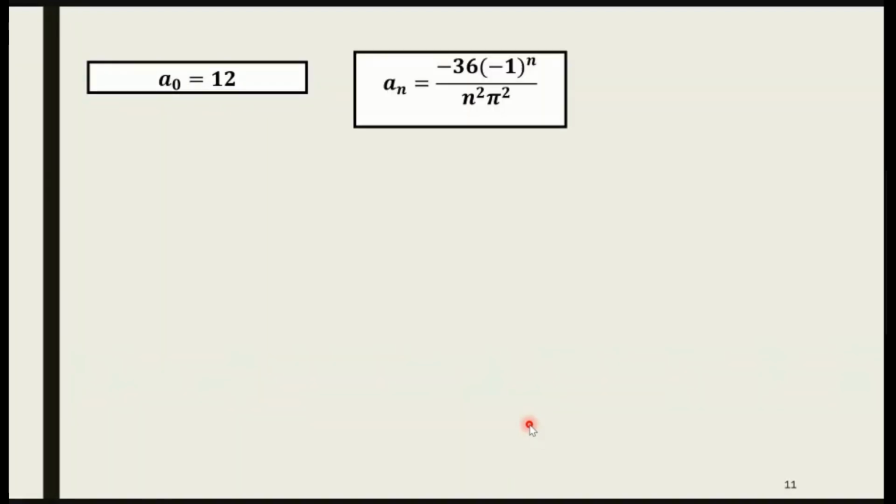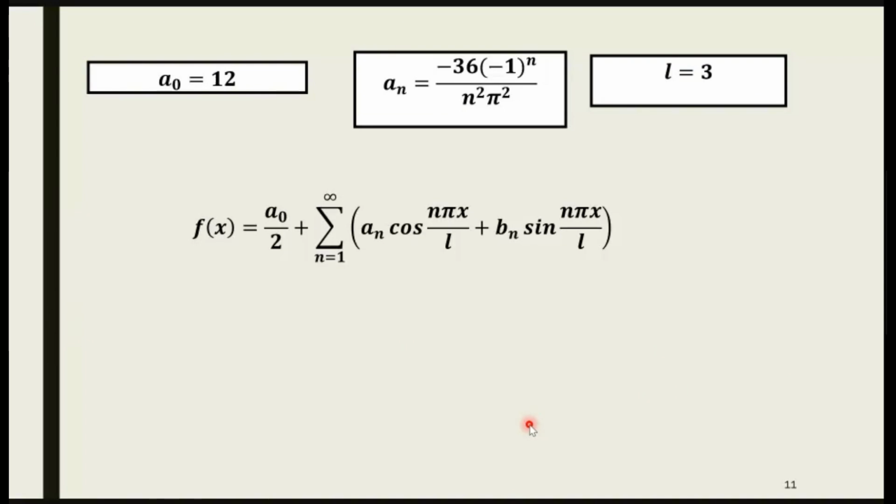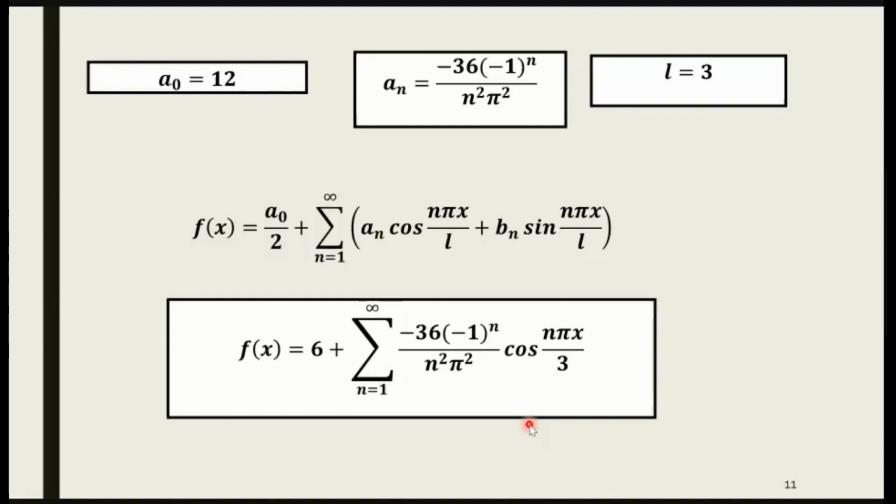a0 की वैल्यू 12 आई थी, an ये आया, l is equal to 3. Substitute everything in the function f of x. bn 0 ही है because it's an even function. खाली an और a0 सब्स्टिट्यूट करना है और l के बदले 3 पुट करना है. Just writing the final answer. A0 is 12, so A0 by 2 will become 6. An is minus 36 minus 1 raised to n upon n square pi square cos n pi x by 3, and this part is equal to 0.